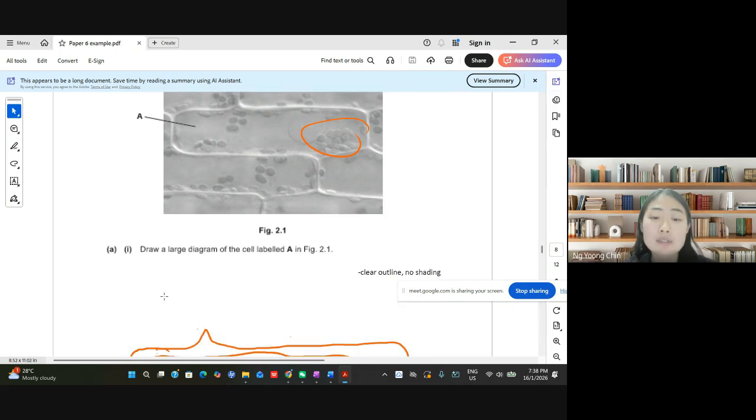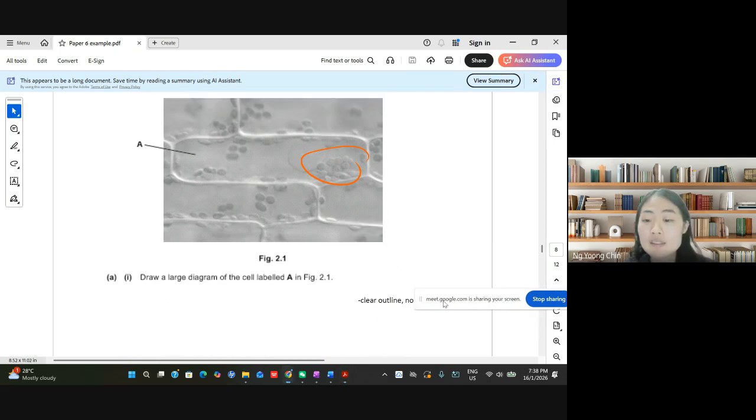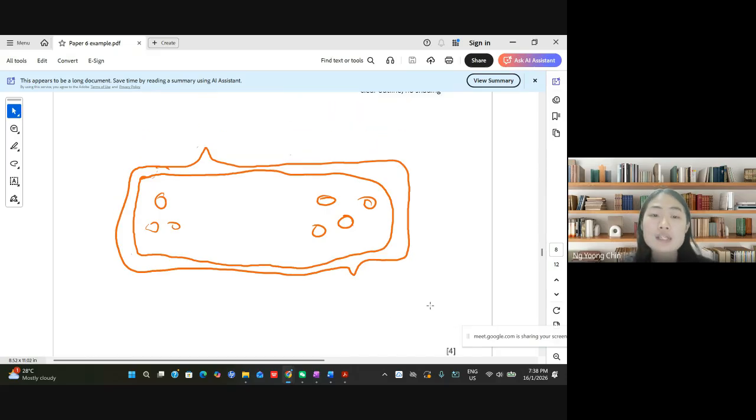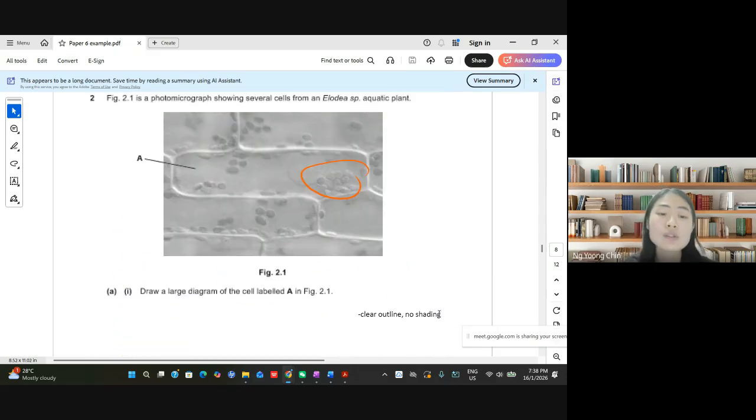And then draw a large diagram of cell labelled A. Okay, so this is also considered a gift mark to you, because you just need to know how to draw it, and then you can score it. And here, how many marks? 3 marks. I think it's 3 marks. Oh, 4 marks. Okay, 4 marks. So how you can draw it is, they ask you to draw a large diagram of a cell labelled A in figure 2.1. Just draw a very large diagram.